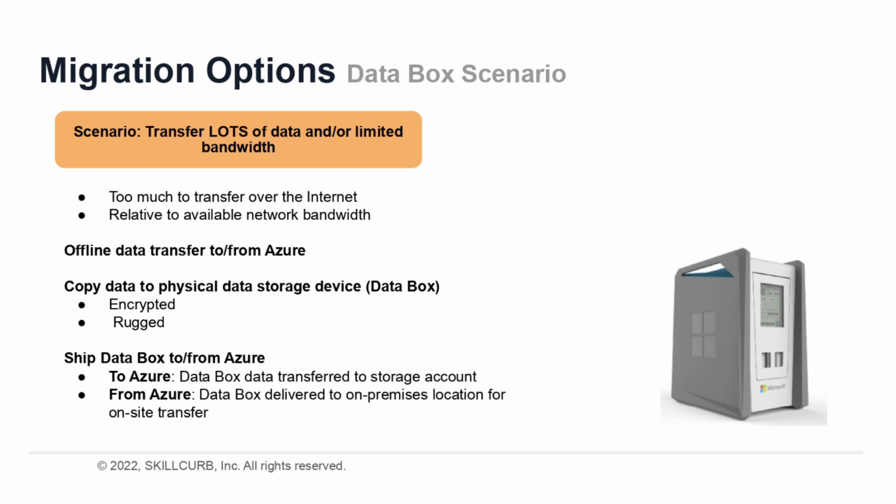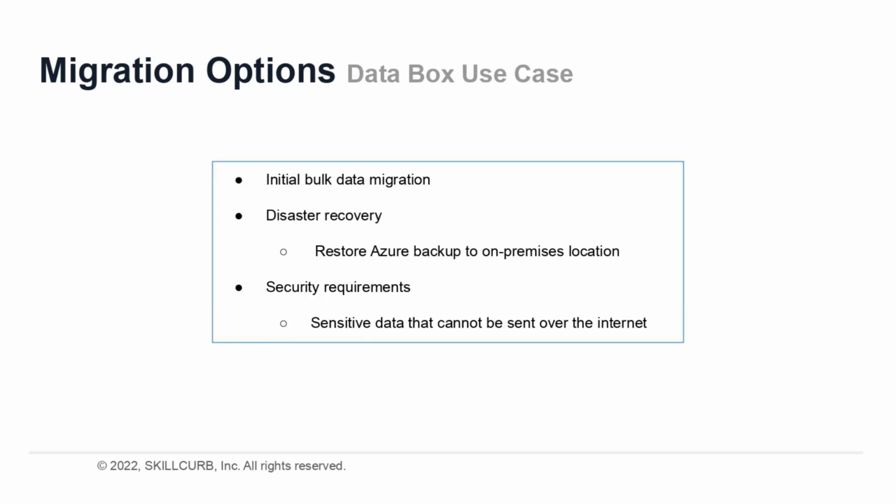and then have it shipped to your on-premises location for an on-site transfer. Some of the typical use case scenarios for Azure Data Box include an initial bulk data migration. Maybe we have over 80 terabytes of data in our local data center, which we simply don't want to transfer over the internet. Data Box is ideal for that initial bulk data migration, which can then be followed up with occasional transfers over the internet later on.